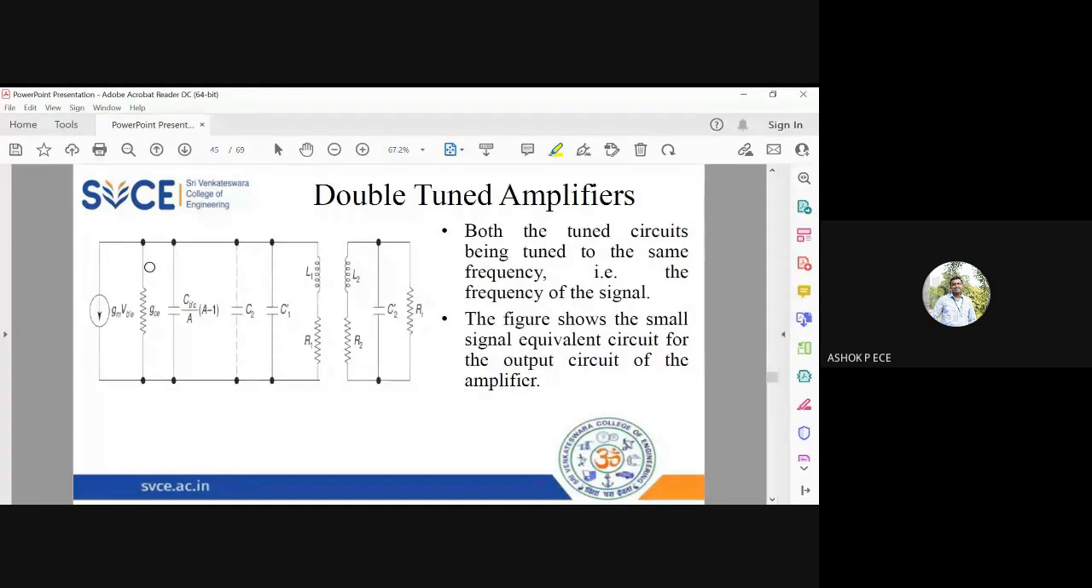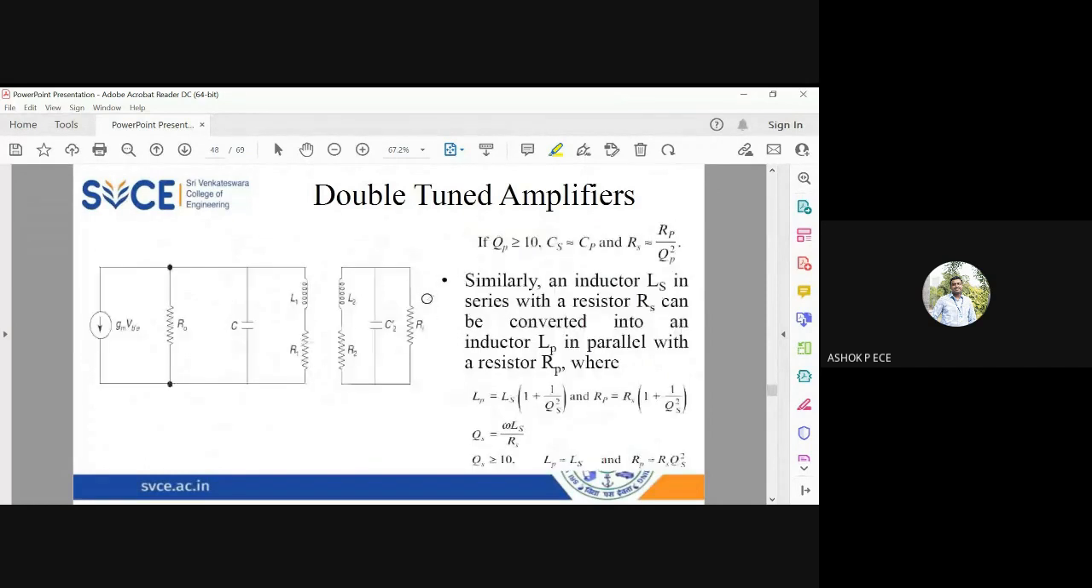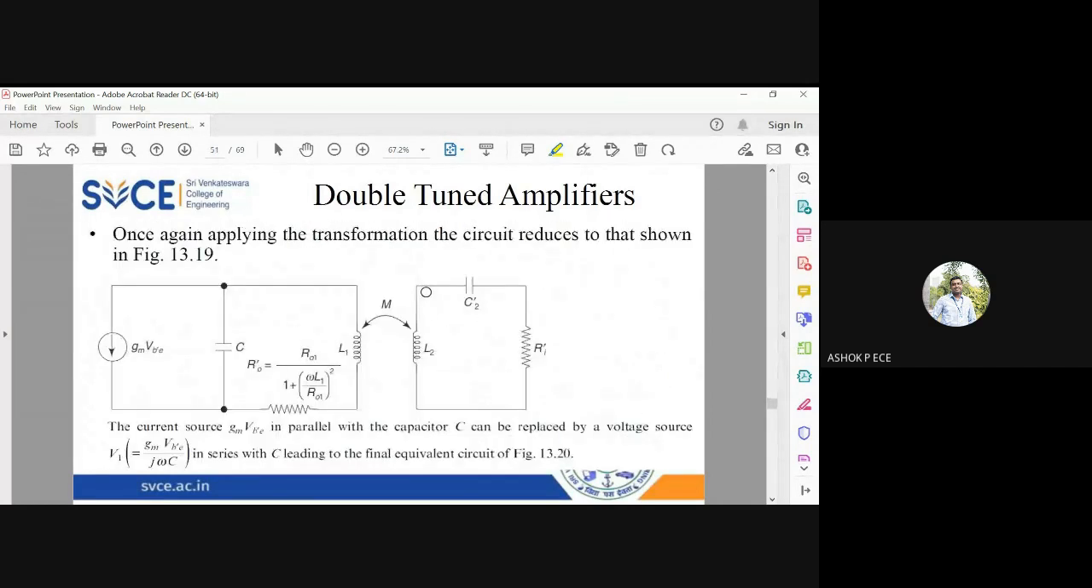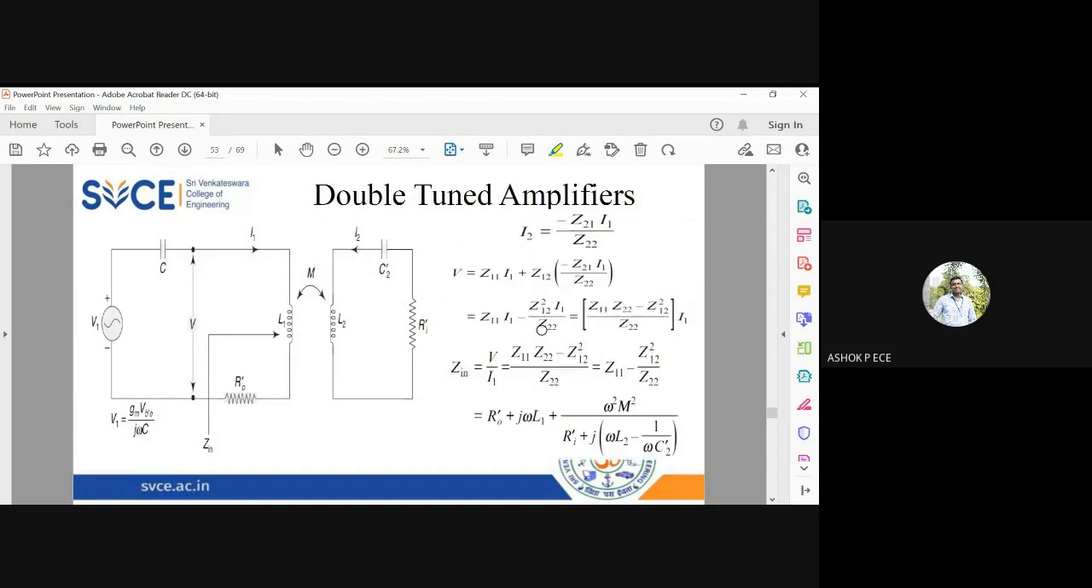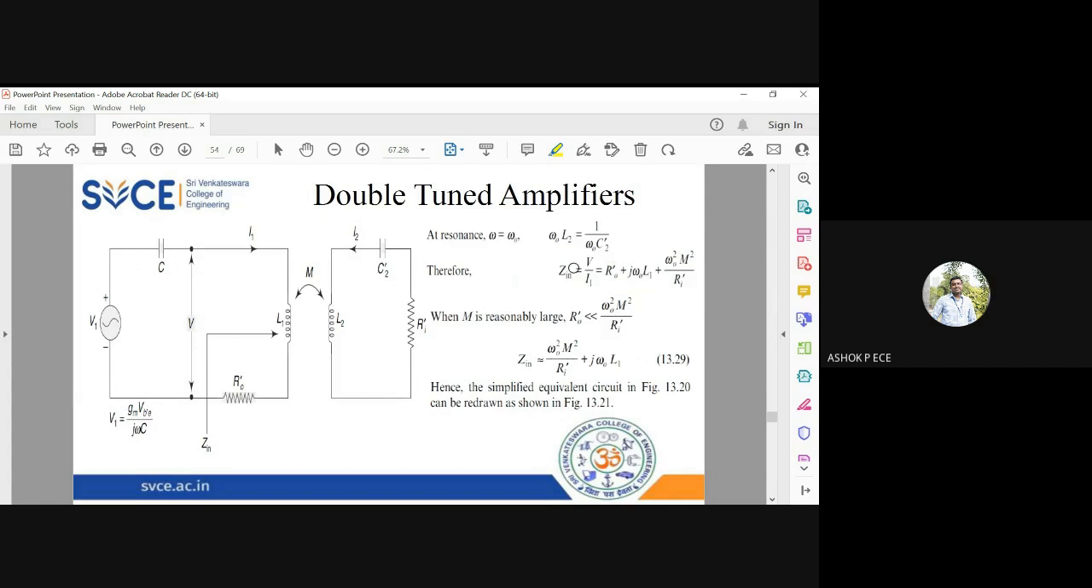So we have directly drawn the output side equivalent circuit, and we have converted that into a simplified circuit for applying KVL. So this is the final circuit we got, one loop on the primary side, one loop on the secondary side. So we applied Kirchhoff's voltage law, we got two equations, and we found out the value of Z in, and we found out what is the condition for maximum power transfer in Z in. So at resonance only the maximum power transfer will take place. At resonance, the Z in value was found to be this one.